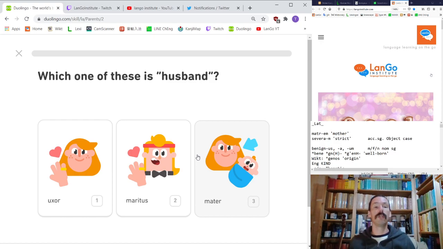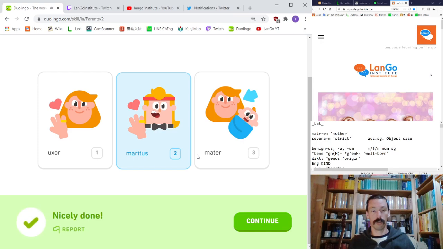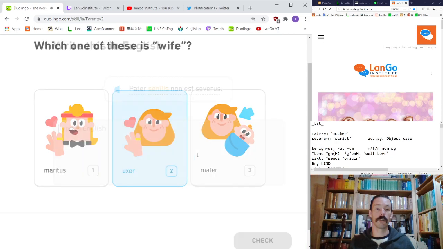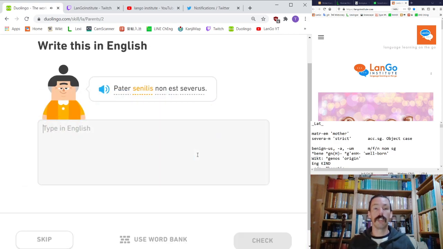Which one is his husband? Maritus. Maritus. Yeah, that'd be right. Wife. Uxor. So that's what we have from that. Pater senilis non est severus. Old man. The old father, aged, senile, is not strict. So we saw severam.